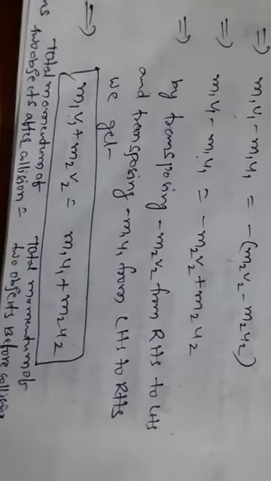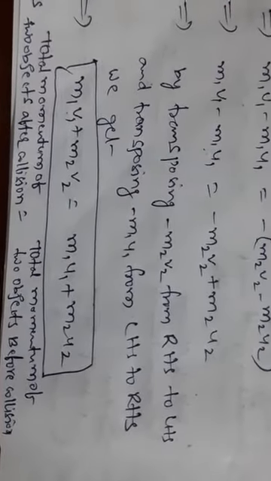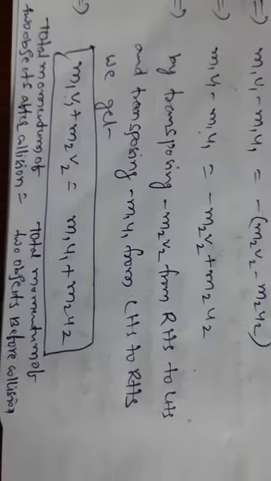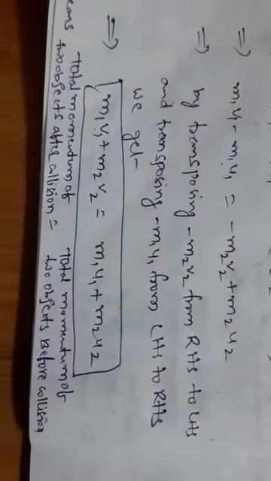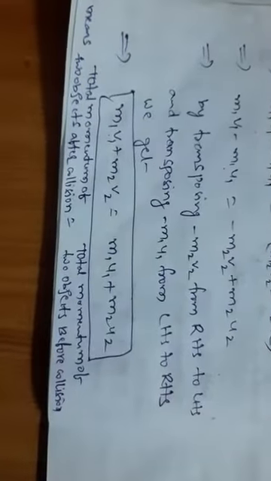Now I am transposing. Transposing means moving from one side to another side. Now I am transposing minus m2 v2 from RHS to LHS, and transposing minus m1 u1 from LHS to RHS. RHS means right hand side, and LHS means left hand side. Minus m2 v2 was moved from RHS to LHS, and minus m1 u1 was brought from LHS to RHS. By doing that, what do we get? We get m1 v1 plus m2 v2 equals m1 u1 plus m2 u2.